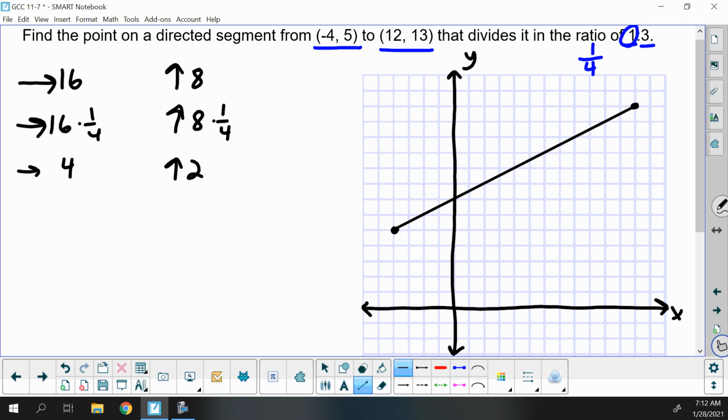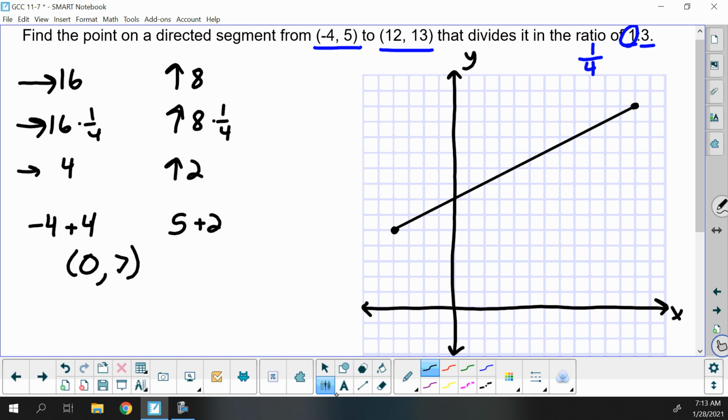Well, we started from -4, 5, so we'll do -4. To the right is the positive direction, so we're adding, and that gives us 0. We started from the y value of 5, we went up, that's the positive direction, so we're adding the 2, that gives us 7. So we got 0, 7, and let's see if that's reasonable. 1, 2, 3, 4, 5, 6, and 7. It does look like that's reasonable. If it's not on your line segment, then you did something wrong, so go back and check your work.